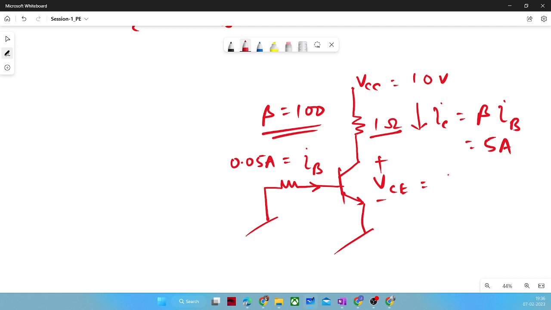Just basic KVL, 10 minus 5 into 1, that will be 5 volt. Now, if 5 volt drop is there across that VCE, and we operate our power electronics devices for higher rating, you can observe that conduction losses will be so high.